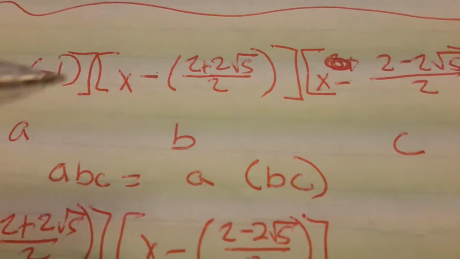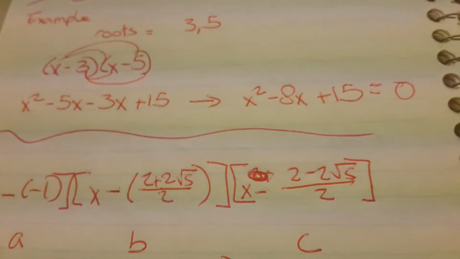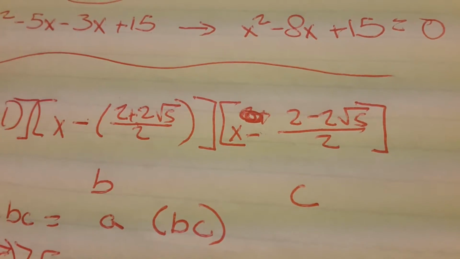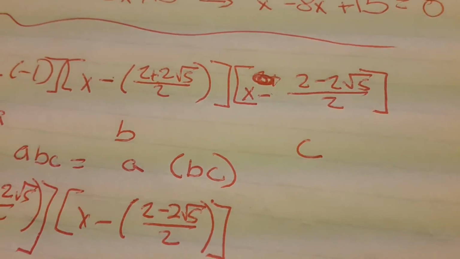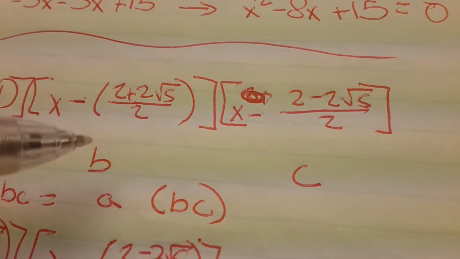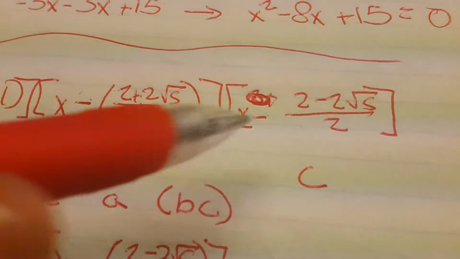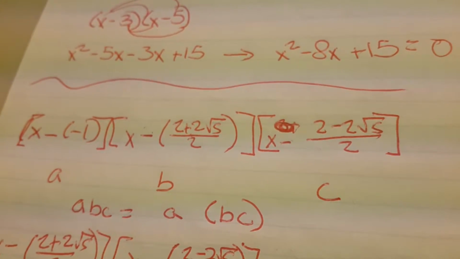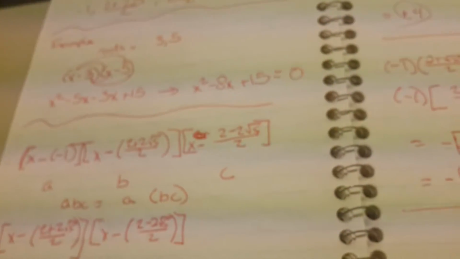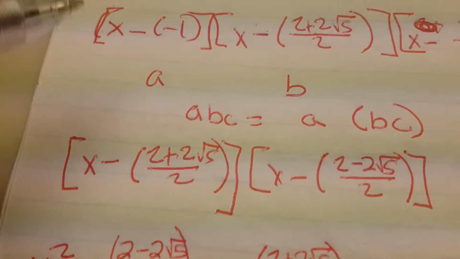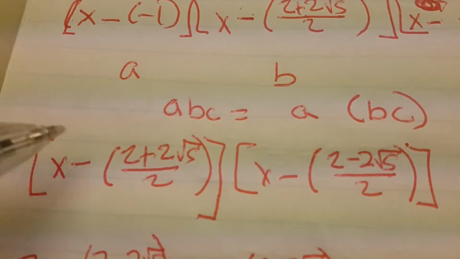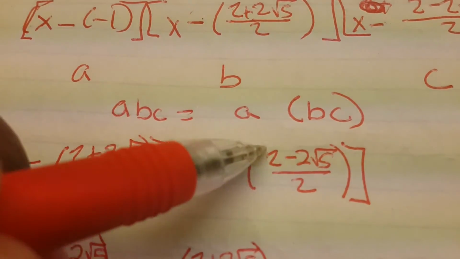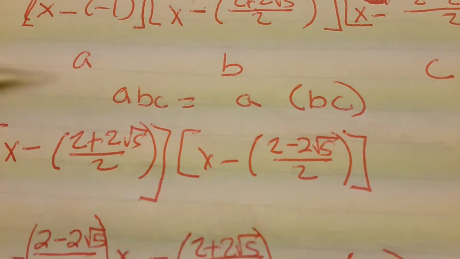We do the same thing here, and because this is really complicated and we can only really do calculations with two numbers at once in our head, what we're going to do is multiply this times this, and then multiply this one afterwards. I believe that's the associative rule. So we rewrite it here: x minus (2 plus 2 root 5) over 2, and x minus (2 minus 2 root 5) over 2.